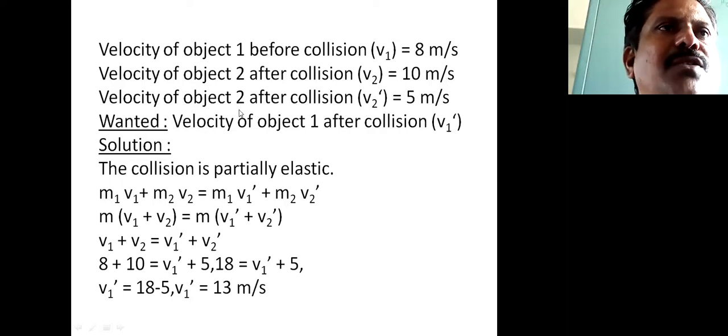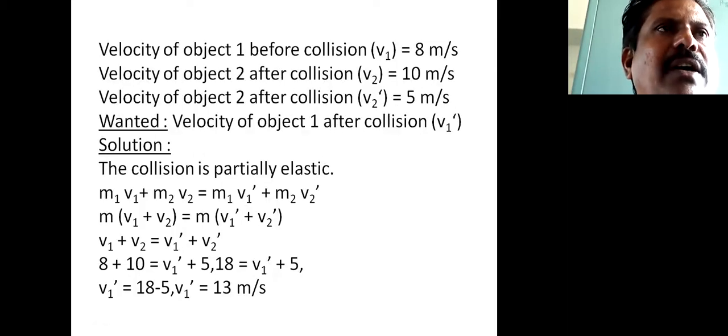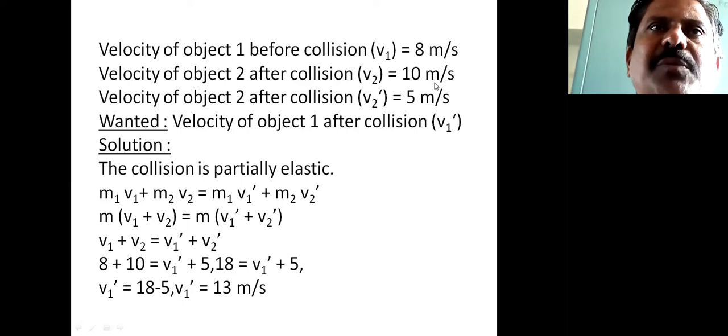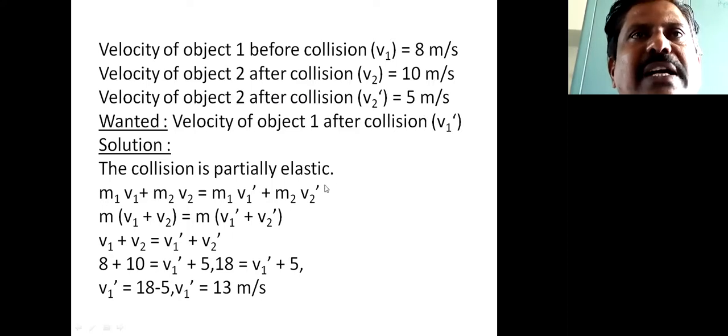The velocity of object 2 after collision, how much is it? This one is before collision, so let me make it correct. The velocity of the second object before collision is v2 equals 10 meter per second, and the velocity of the second object after collision is v2 dash equals 5 meter per second.